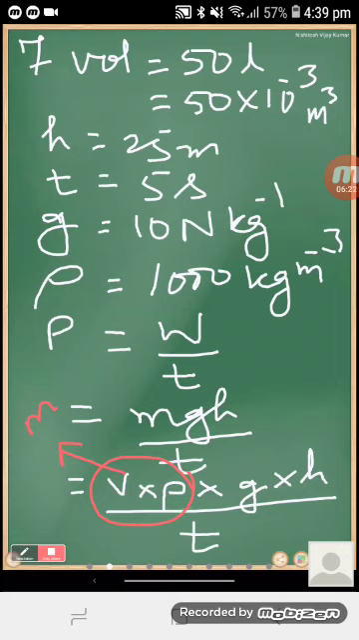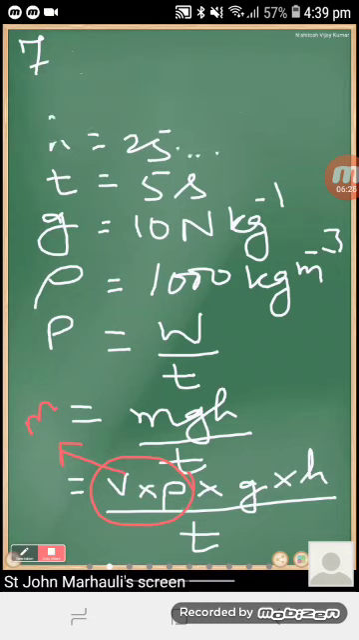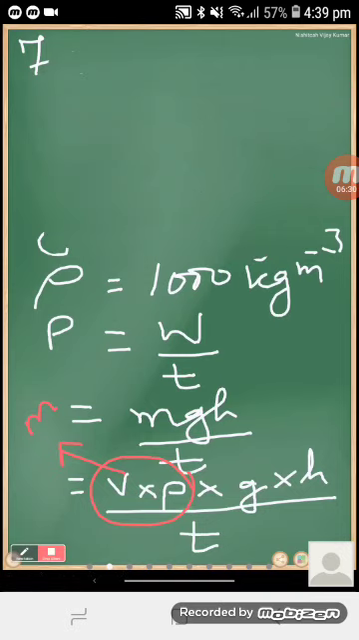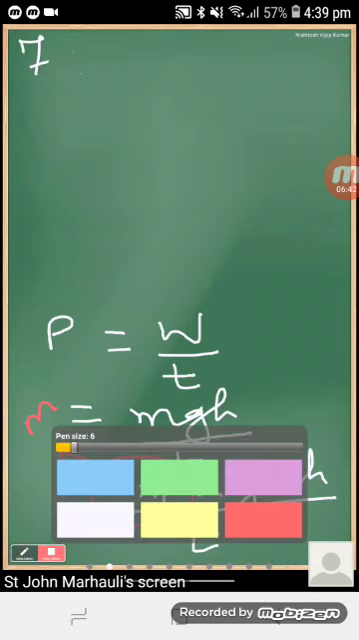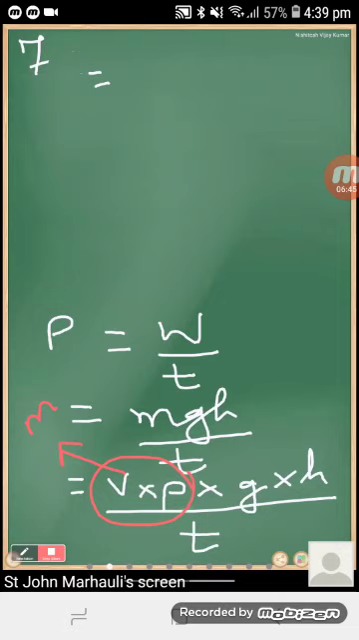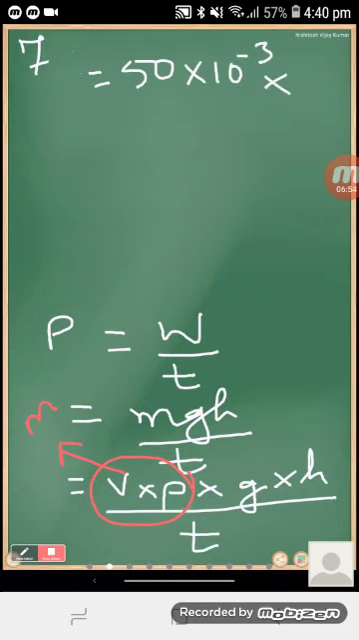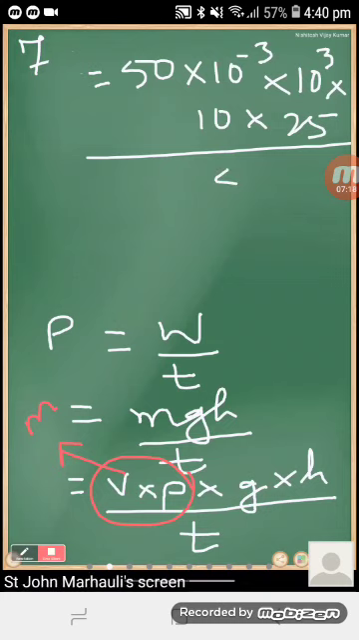I'll just rub out the upper portion where I have written. So now if we try to take, this will be equal to, the volume is given as 50 into 10 to the power minus 3 into your density 10 to the power 3 into g, that is given as 10, into h, that is given as 25 meter, divided by the time, that is 5.